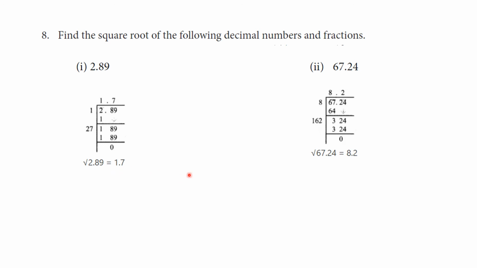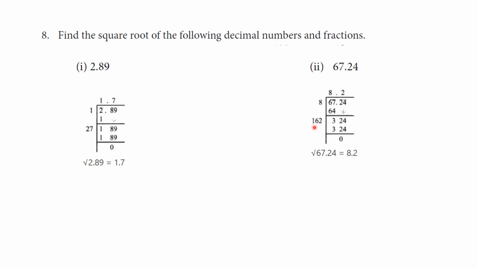Next number 67.24. From the one's digit to the left, you take 2 digits. So I put 24 above a bar and 67 also a bar. If it has 2 digits, you put a bar. So 8 8s are 64, remaining 3, and here the point is there, so you also put the point in the quotient. And 8 into 2, 16.